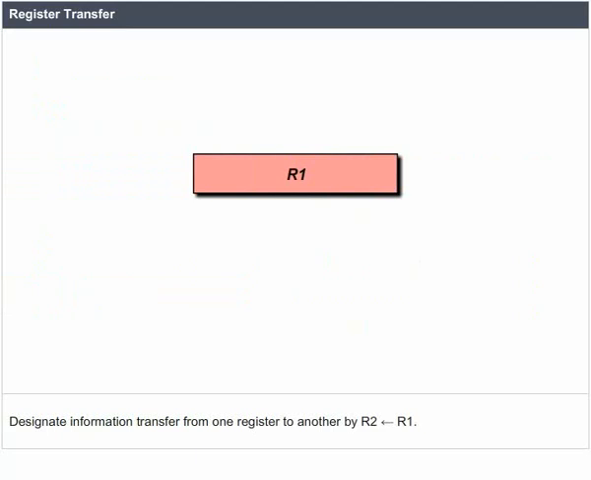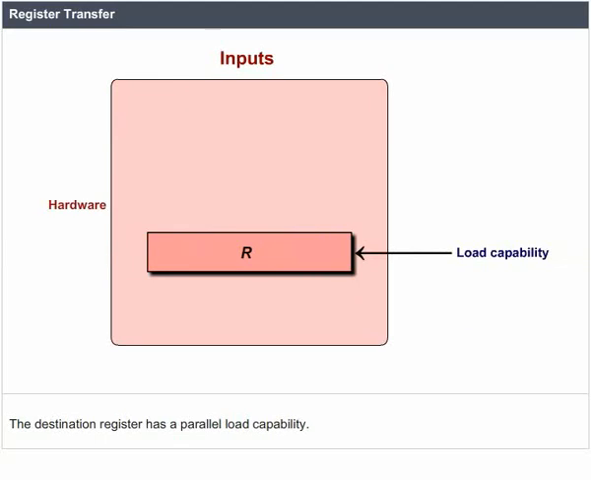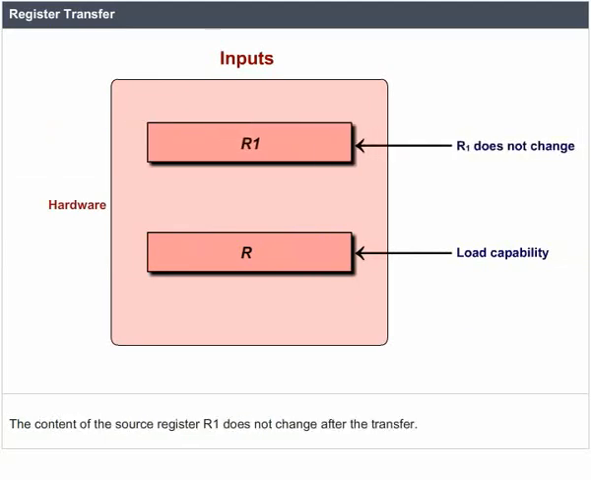Designate information transfer from one register to another by R2 ← R1. This statement implies that the hardware is available. The outputs of the source must have a path to the inputs of the destination. The destination register has a parallel load capability. The content of the source register R1 does not change after the transfer.